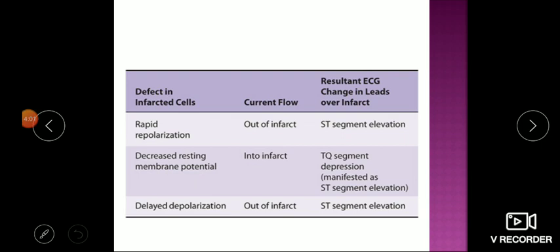Now, this is a very important condition which we can diagnose by our ECG, that is myocardial infarction. Now in this, what is happening? Whenever there is damage to a cell due to infarction, the cell membrane gets damaged, and potassium outflow takes place as the cell is damaged. So because of this, there is rapid repolarization. So out of the infarct, current starts to flow.